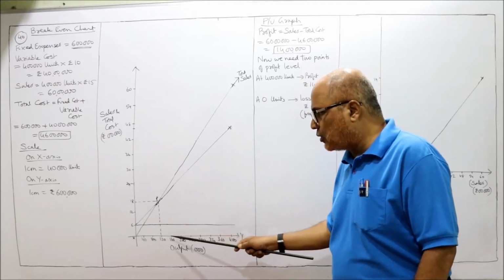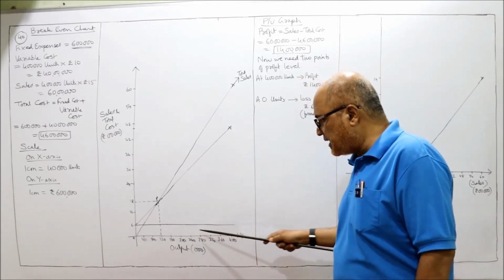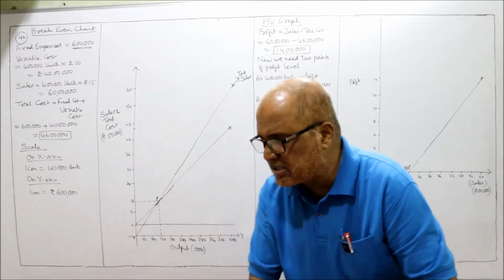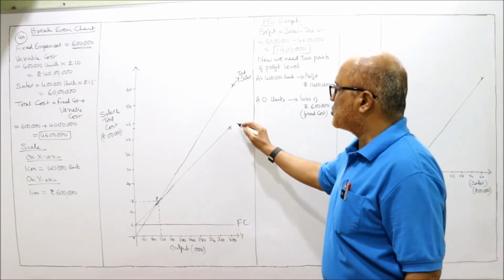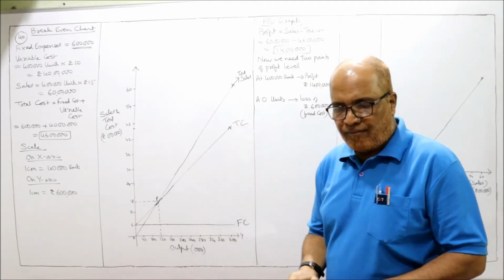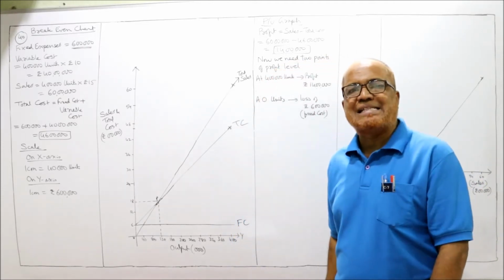This is the straight line parallel to the x-axis. This is the fixed cost line. Fixed cost. Now, the total sales line.